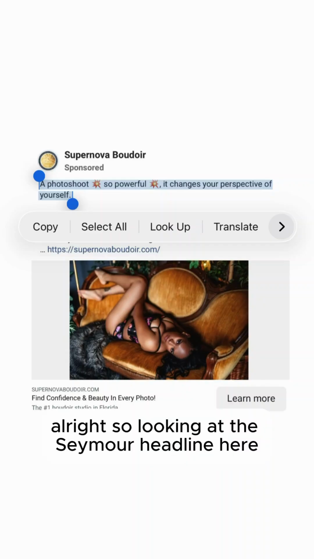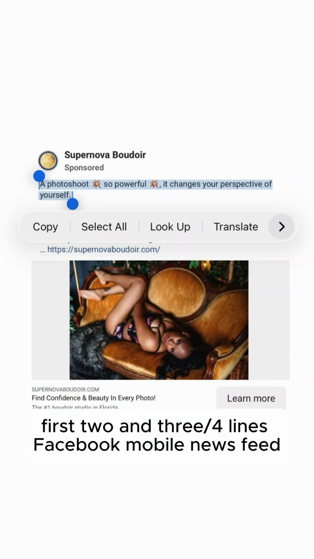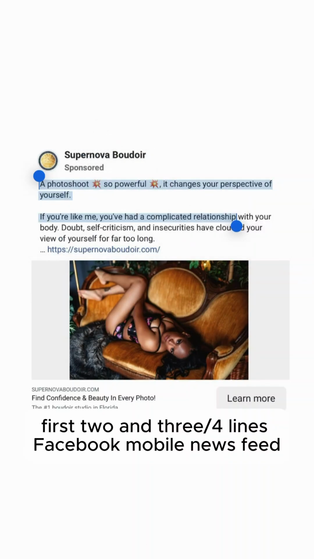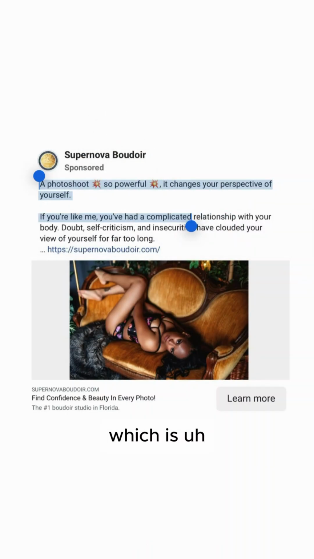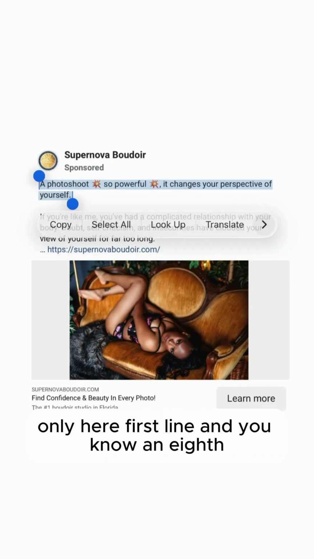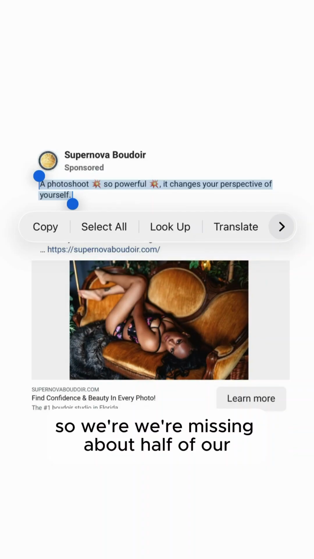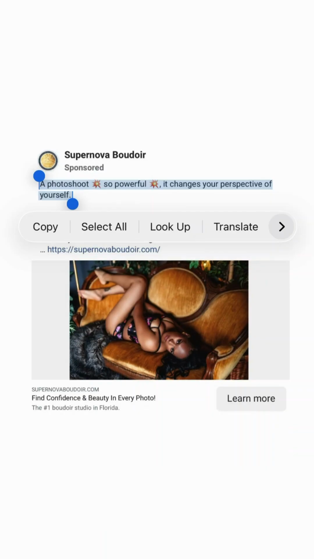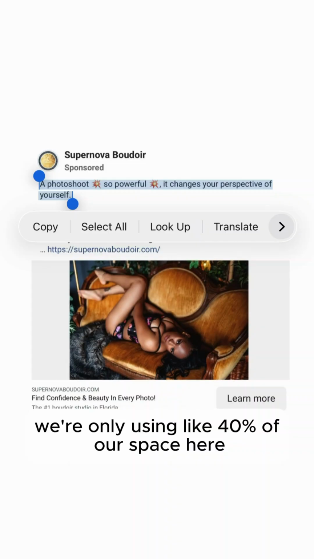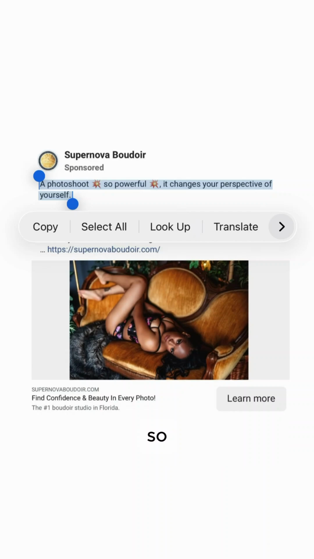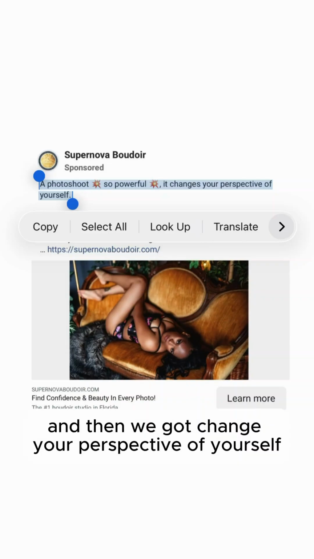All right, so looking at the see more headline here, first 2 3/4 lines, Facebook mobile news feed, which is only here, first line and an eighth. So we're missing about half of our space, we're only using like 40% of our space here. So we got photo shoot, and then we got change your perspective of yourself.